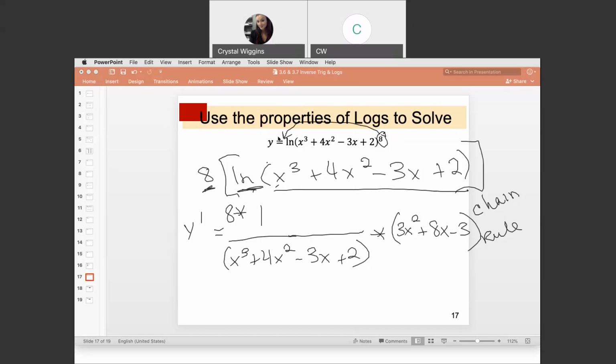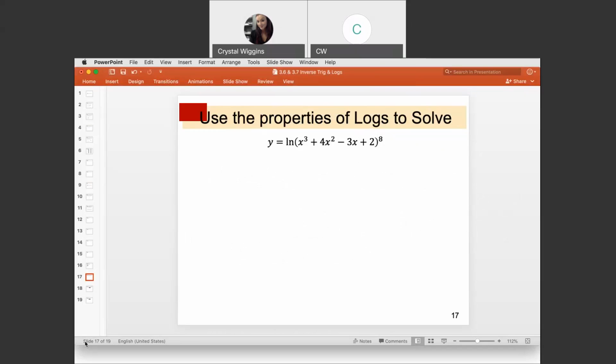I would probably, instead of 8 times the 1 over, just put that 8 in the numerator. It looks a little prettier that way. And again, you can take this inside function, which is being multiplied, and also write that 8 times those parentheses to make it a little more condensed looking derivative.